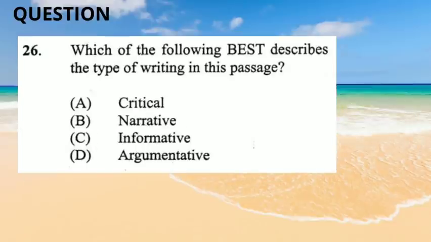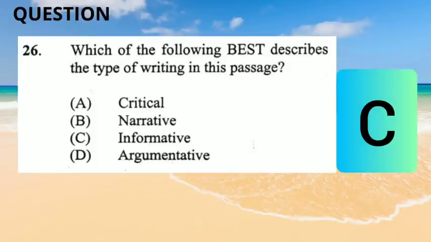Question 26. Which of the following best describes the type of writing in this passage? Is it A. Critical, B. Narrative, C. Informative, or D. Argumentative? This passage gives us information about the oceans, so it is an informative type of writing.